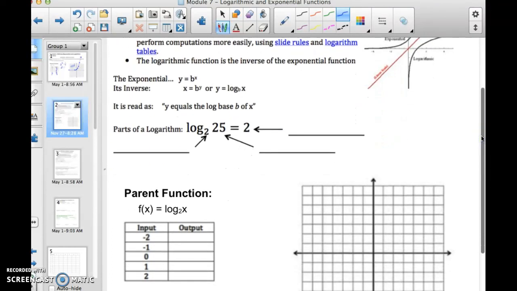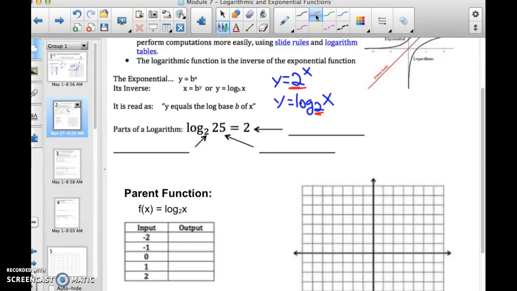So if you remember the exponential function y equals b to the x, or let's say y equals the parent function 2 to the x, then its inverse, y equals the log base b of x, or y equals the log base 2 of x. Alright, so if you notice a couple things, the base stays the same from the exponential function. It's still the base, log base 2 of x, and in the exponential, it's 2 raised to the x, and so it looks similar, but that is the inverse.